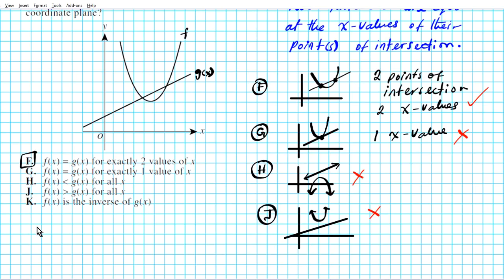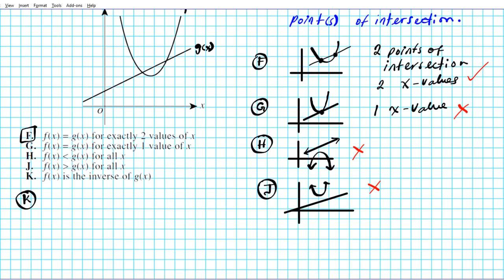Well, what does that look like? Inverse basically means that the two graphs are mirror images of each other along the reflection line y equals x. Okay, so let me give you a visual as to what that looks like.